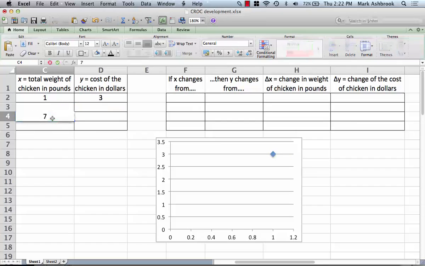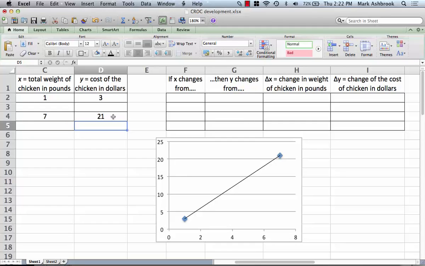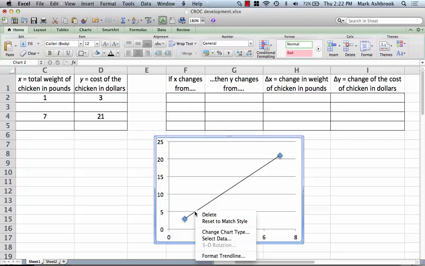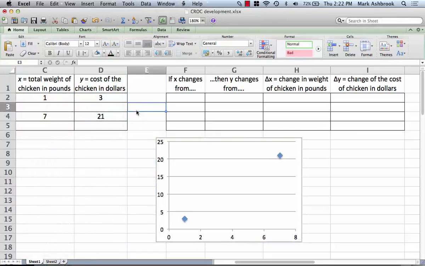Okay, so what about 7? What's going to be the cost of 7? 21. Ah, shoot. Sorry. Just 1 point now. Just 1 point. Okay. All right, so now it automatically moved our first point here to 1, 3. And now again, we have another point that represents 7 is the weight, and the corresponding cost, 21.